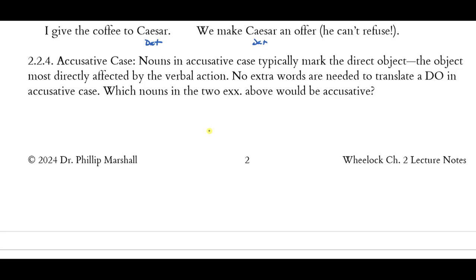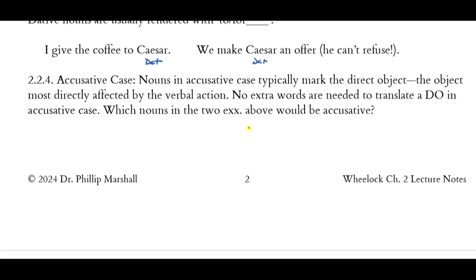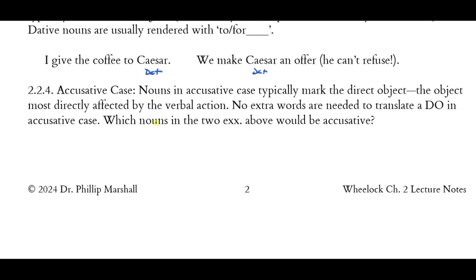Now, up above, we have two sentences, and I ask you which of the nouns would be accusative. I give the coffee to Caesar. Coffee is the object more directly affected by the giving, and then Caesar is the one benefited by or recipient of the coffee. I give the coffee to Caesar. So this would be the direct object grammatically. Caesar would be construed as the indirect object.